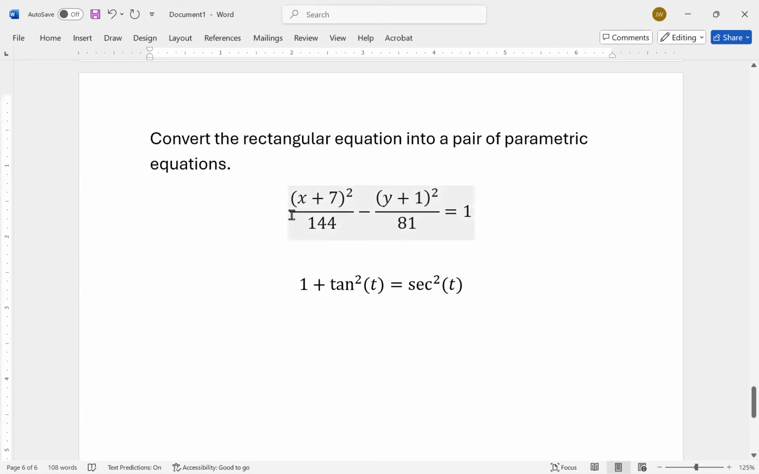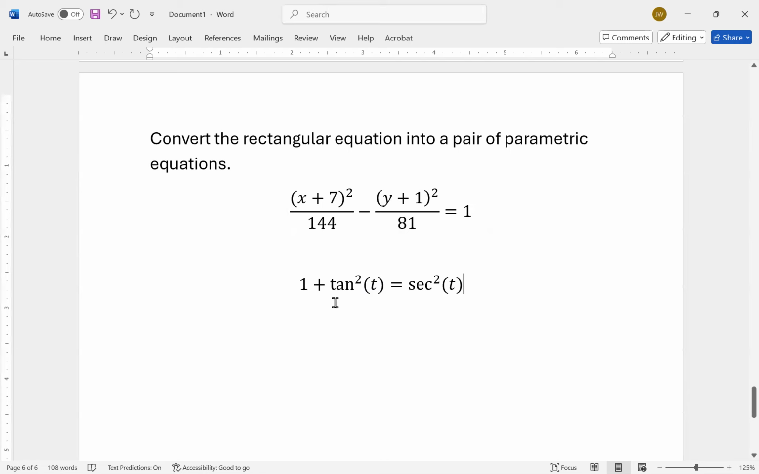One way to do this problem is to manipulate this equation, the rectangular one, so that I get 1 plus something squared is equal to something else squared. And that's perfectly fine to do. We just add this fraction to both sides, this y plus 1 squared over 81. We could have done that. I think I'm going to do it a little bit differently.